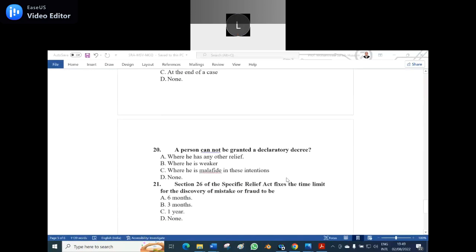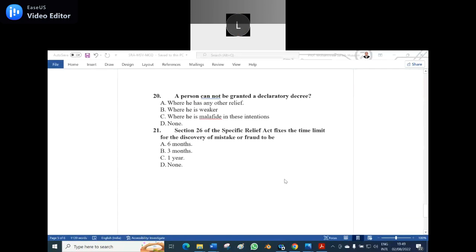20th question. A person cannot be granted a declaratory decree. Option A, when he is able to seek further relief. Option C, when he is mollified in his intention. Option D, none. Option A is the correct answer. When he has the relief, it cannot be granted.